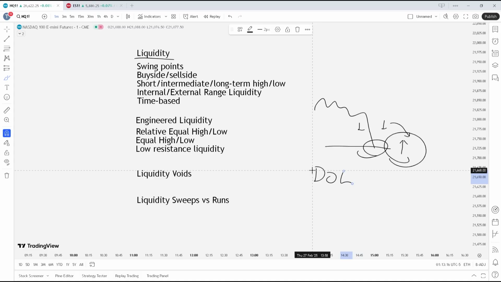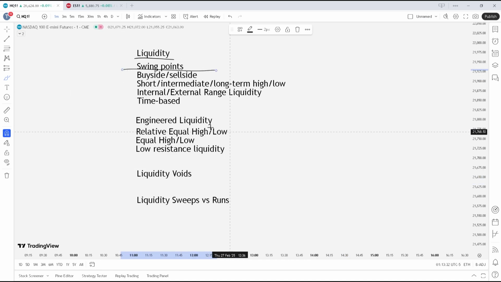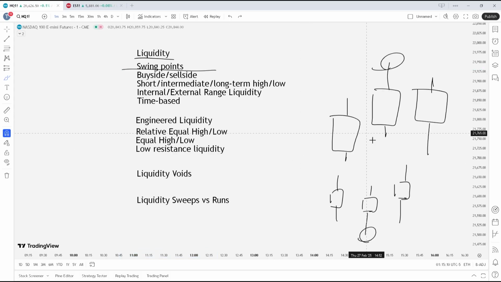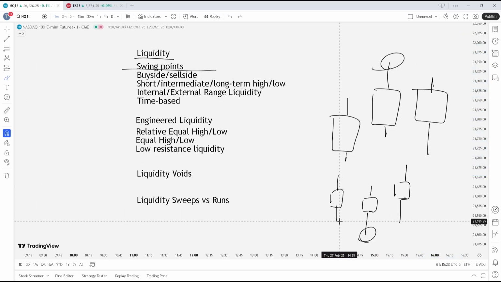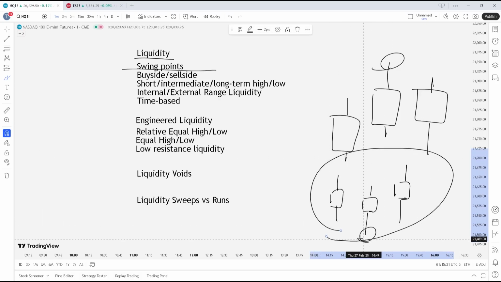Now I'm going to be going over where you can find liquidity and the different types of liquidity. So let's go over swing points first. A swing point is basically a 3 candlestick pattern. If you have 3 candles like this, where the middle candle's high is the highest between these candles that are next to it, then you have a swing high right here. And in the opposite way, if you have 3 candles like this, where the middle candle's low is the lowest between the 2 candles right next to it, then you have a swing low right here.